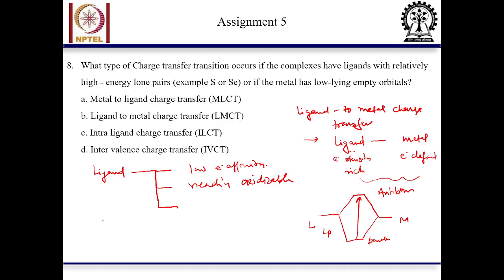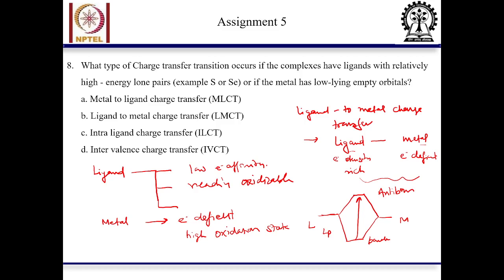The other one is for the metal. The metal should be electron deficient, so it should be in a high oxidation state. You have to see where the metal will be in a high oxidation state. If it is in a high oxidation state, it means its orbitals will be empty.